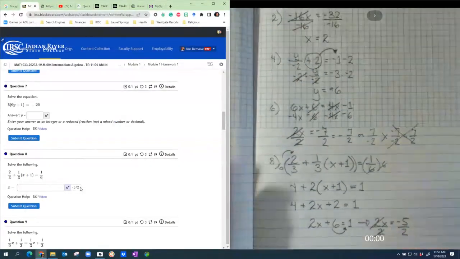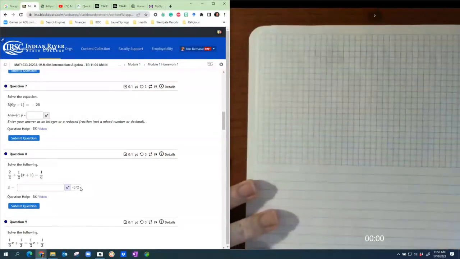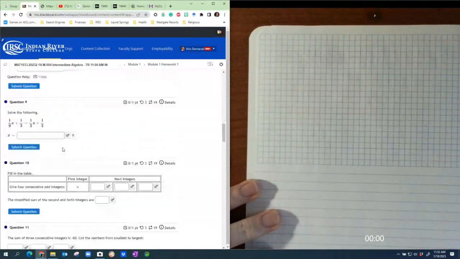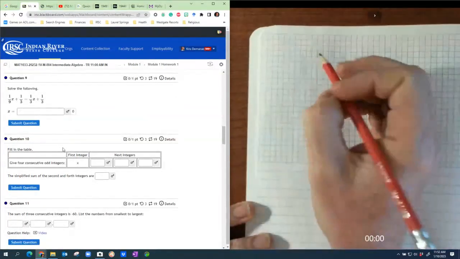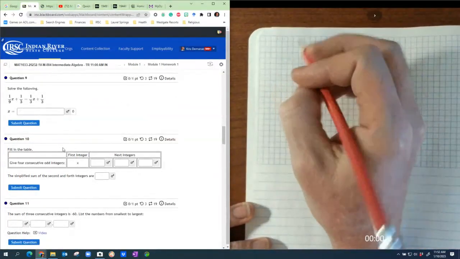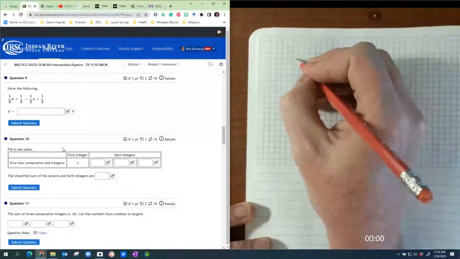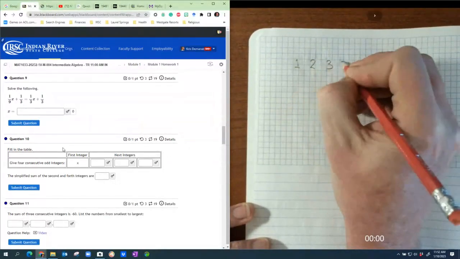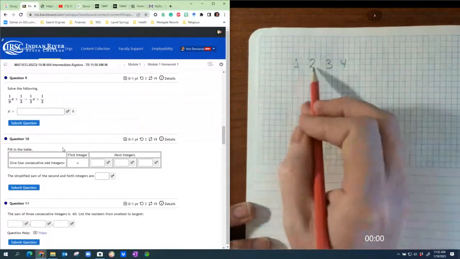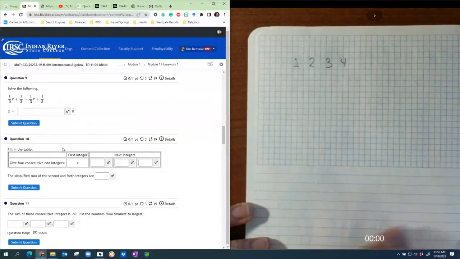Okay, let's take a look at number 10. Now, number 10, you'll see this in PowerPoints that I give. Now, when we talk about consecutive integers, these are consecutive integers: 1, 2, 3, 4. Those are consecutive because they're one after the other. That's what consecutive means, to be one after the other.